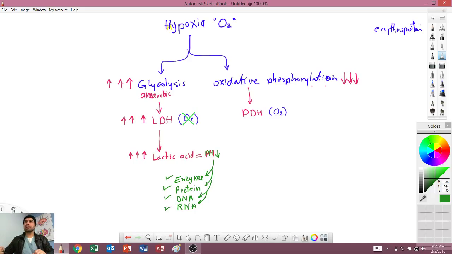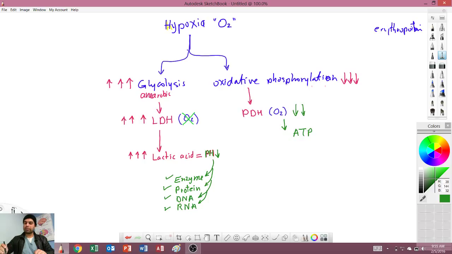Just because you have increased glycolysis, and the product of glycolysis is ATP and lactic acid. ATP is not enough to make you survive, but at least it gives you some time, maybe just enough time to look for a source of oxygen. So it's a defense mechanism, an alternative pathway for you to survive. Now, the function of pyruvate dehydrogenase decreases, so in this pathway you have less ATP.